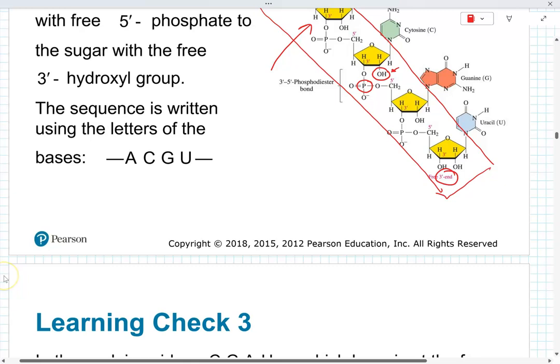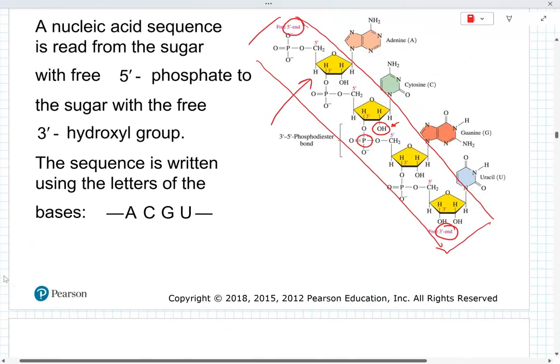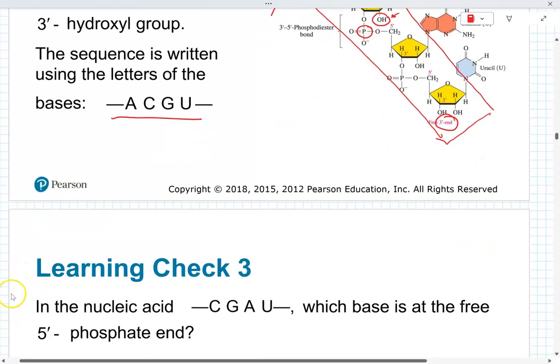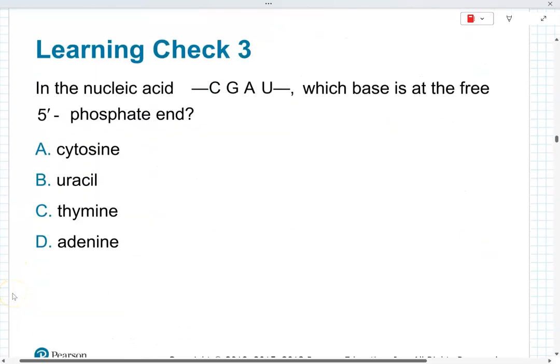So, instead of writing all those formulas, write sequence and letters. So, traditionally, the 5' end is on the left, 3' end is on the right.